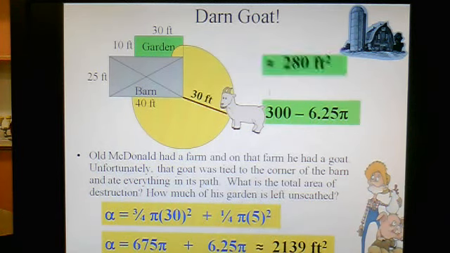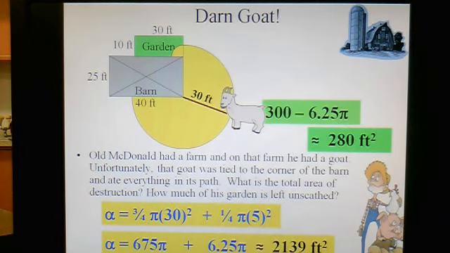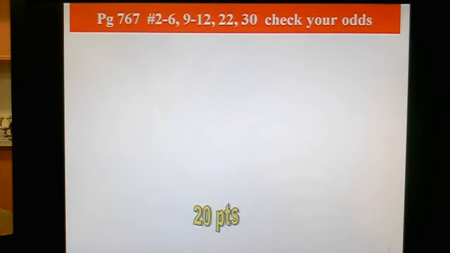In terms of pi, I believe that's approximately 280 square feet of garden space that's left untouched by the goat. In other words, that's all this stuff that's still green. The goat only got to that 5 foot into the corner there. So hopefully that makes sense. Kind of a tricky section, kind of a lot to it.